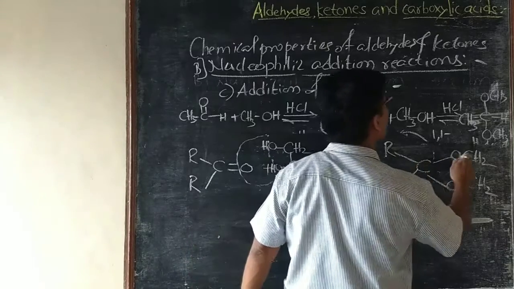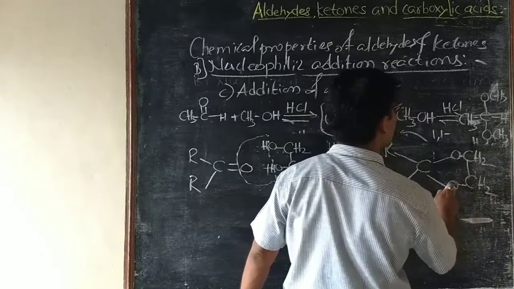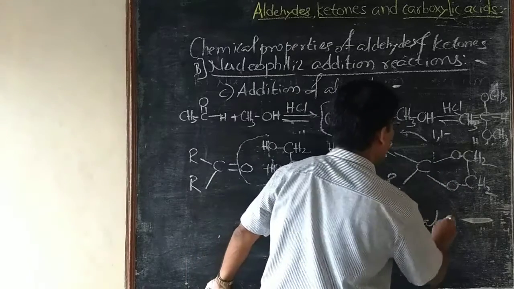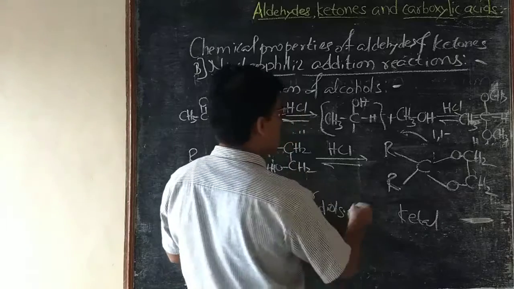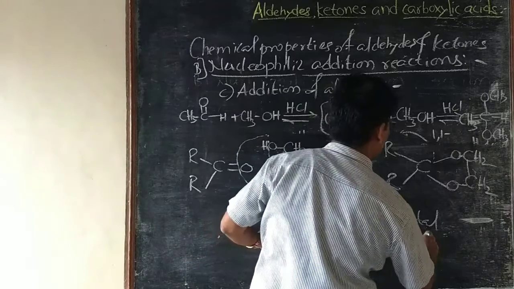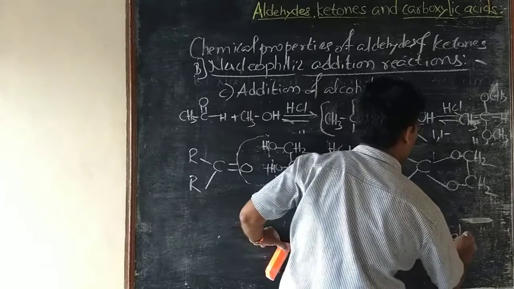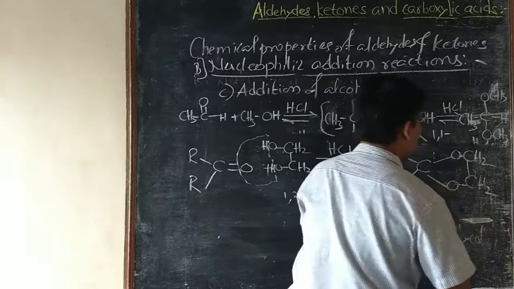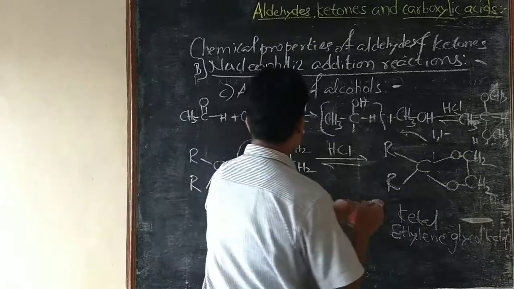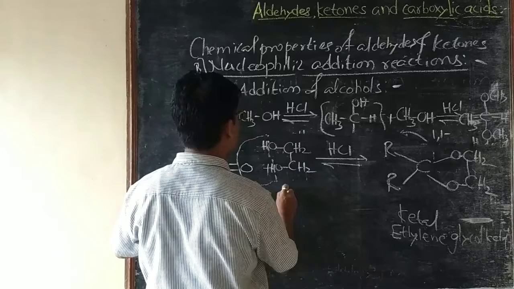Here 1, 2, 3, 4, 5. It is 5 membered ketal. Its name is ethylene glycol ketal, and it is from ethylene 1,2-dihydroxy alcohol, that is ethylene glycol.